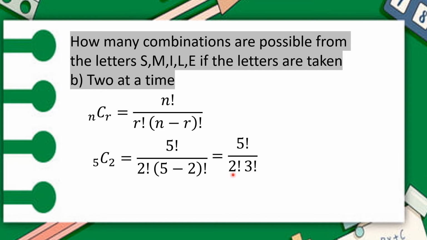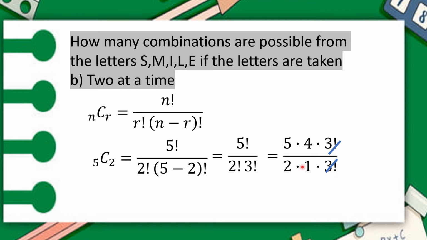And then expand din natin si 2 factorial. So we have 5 times 4 times 3 factorial. Tapos yung 2 factorial magiging 2 times 1. And copy lang natin yung 3 factorial. Then, pwede na natin i-cancel ngayon si 3 factorial.